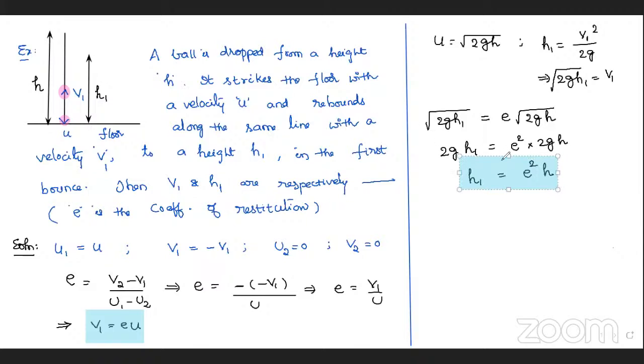This is the height asked in the first bounce, and this is the velocity with which it bounces back in the first bounce. So these are the two answers, equation 1 and equation 2. This equation I got from equation 1, by substituting the v1 value and the u value. Both u and v1 I substituted in equation 1.